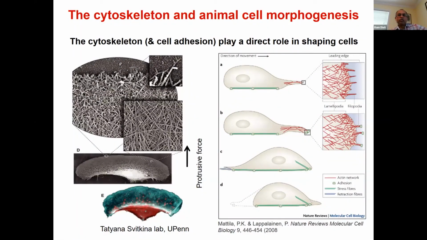The cytoskeleton plays a very direct role in shaping animal cells. Our cells are soft and squishy, and the forces exerted by the cytoskeleton, whether they're pushing or pulling forces, can deform the plasma membrane and thus change the cell shape.